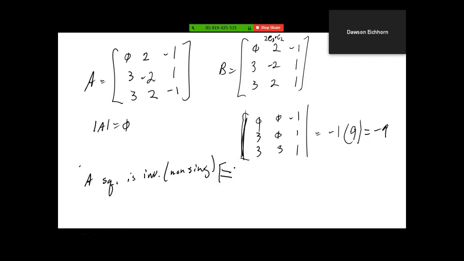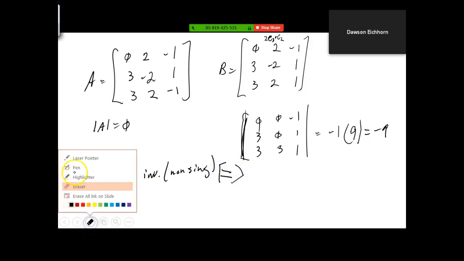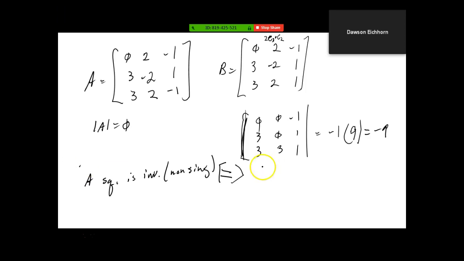If and only if, the determinant of A is not 0. If the determinant of A is not 0.